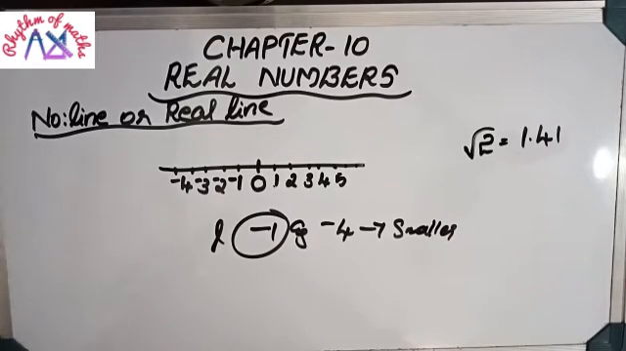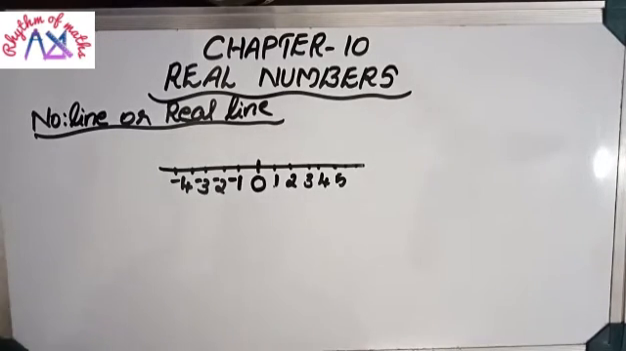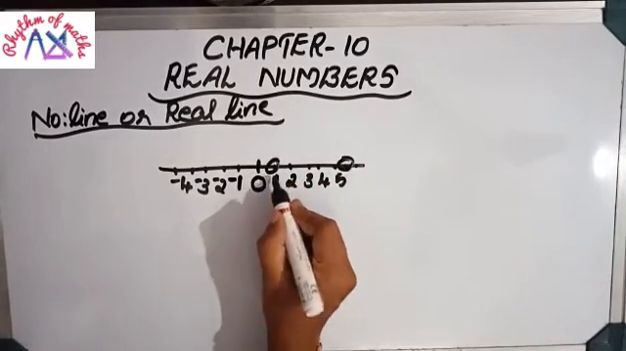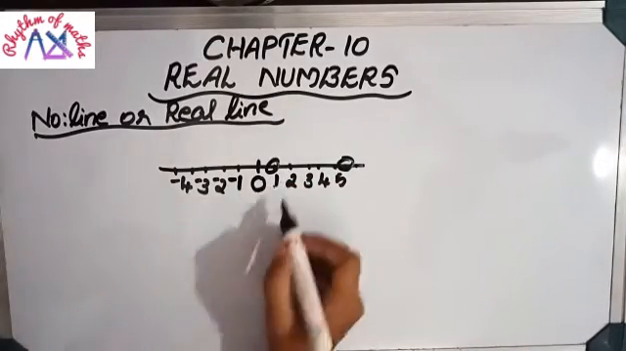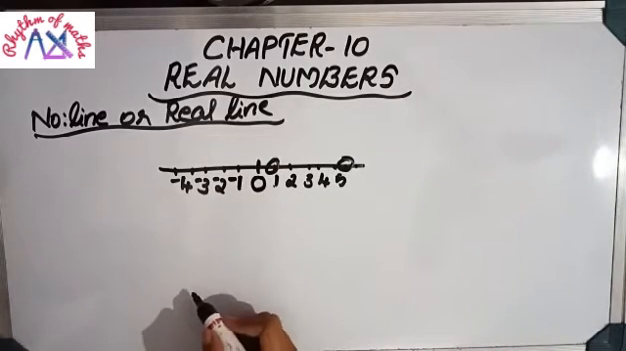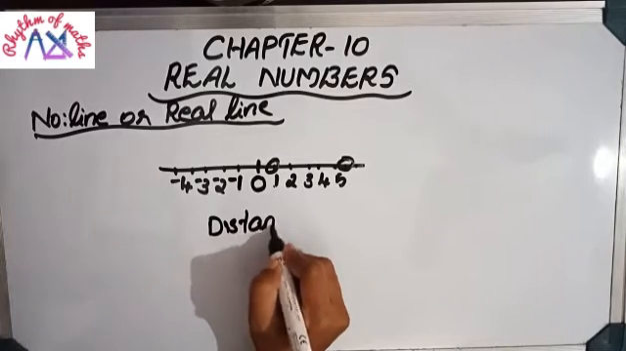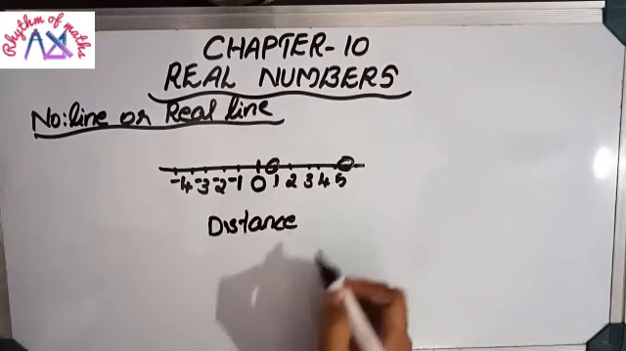Okay, now let's find how to find the distance between any two points in the number line. For example, 5 and 1. Distance between 5 and 1. How will we find the distance between 1 and 5? So here to find the distance, distance means it is the difference of the given two numbers.